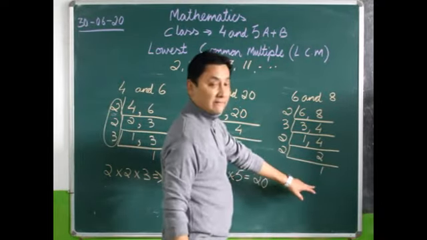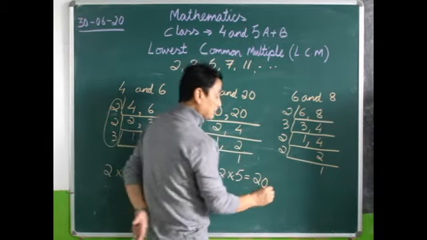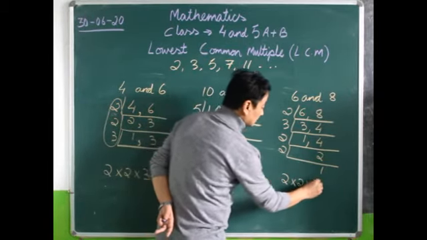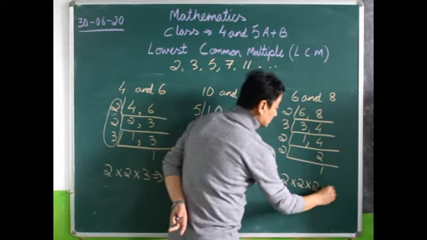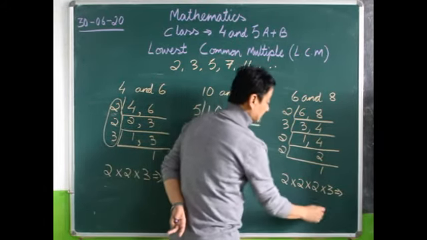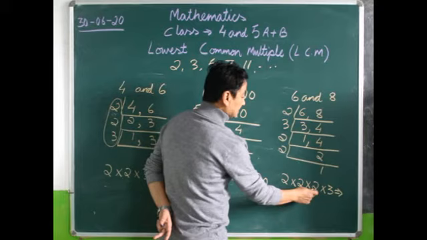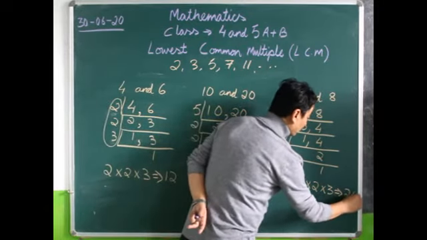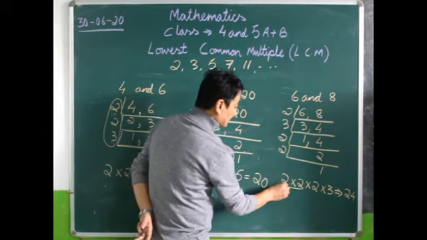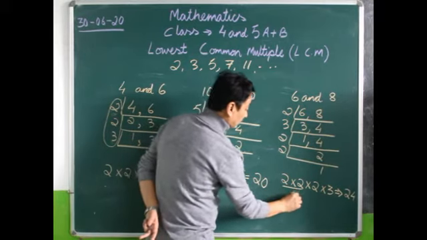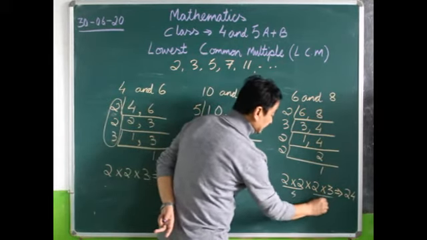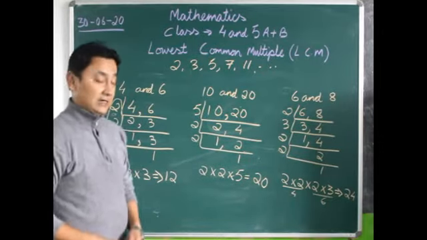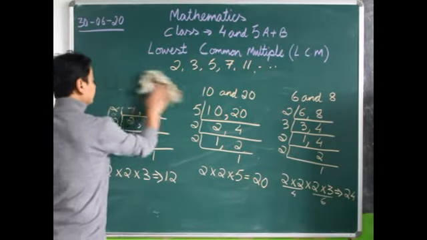Now what should we do? We must write the prime factors here. Smaller numbers first. 2 into 2 into 2 into 3. What is the next step? Multiply. 3 2s are 6, 6 2s are 12, 12 2s are 24. Or you can cut it down. 2 2s are 4, 3 2s are 6, 4 6s are 24. And then we can multiply. So it's quite easy. Okay?